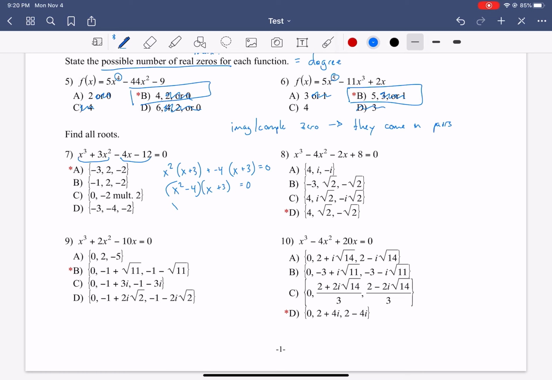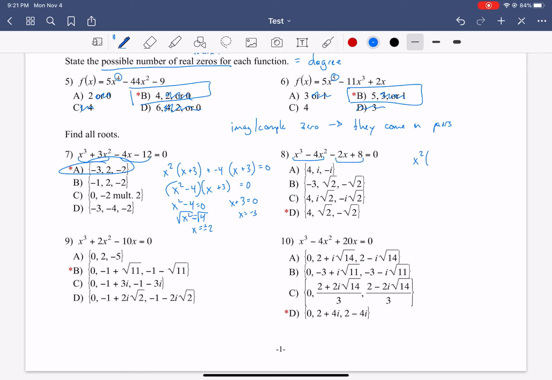And then we set each one equal to 0. So here we get x squared equals 4, so x is equal to plus or minus 2. Here we just get x is equal to negative 3. So that means the correct answer is A. And again, this is because we take the square root, and whenever we take the square root, we get plus or minus.